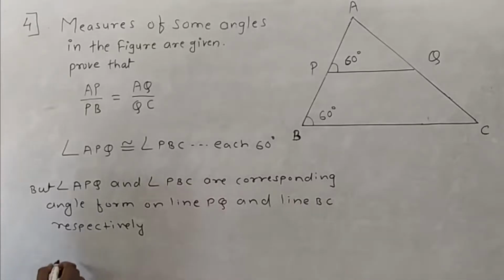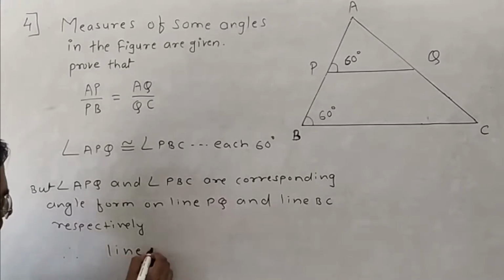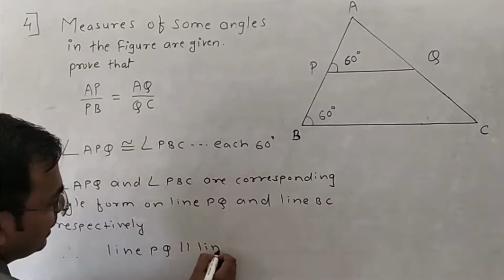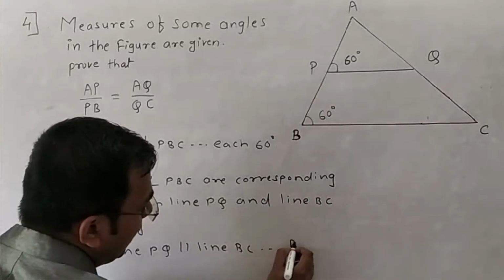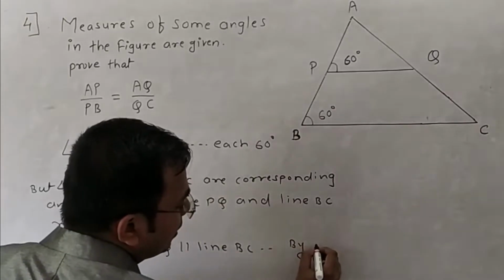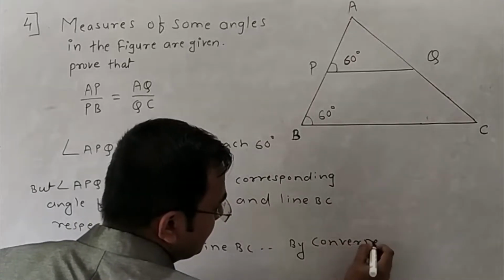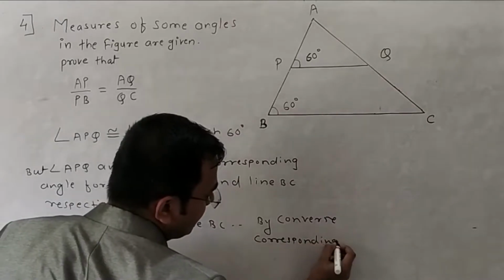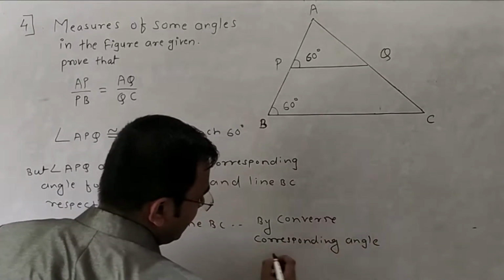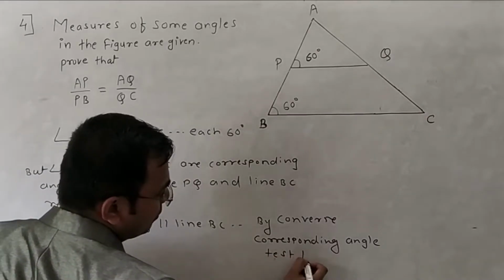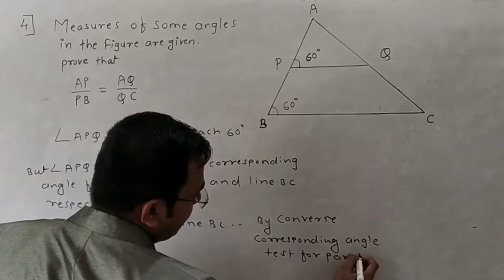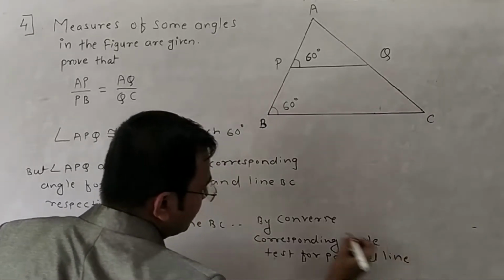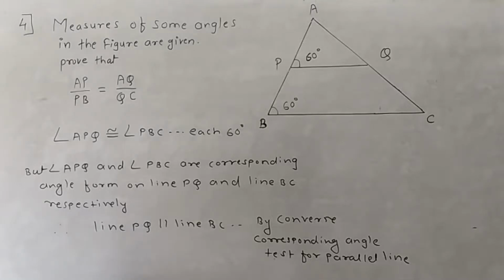Okay, therefore we can say that line PQ is parallel to line BC by the converse of the corresponding angle test for parallel lines. This you have learned in 9th standard. Now we are utilizing this property.